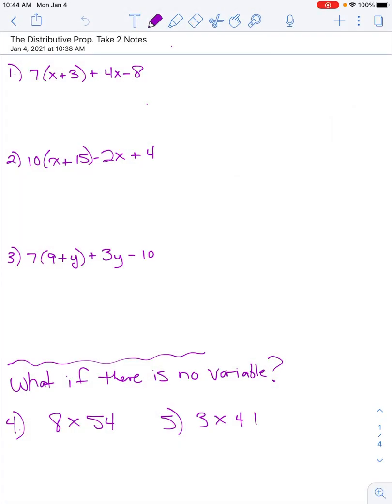Hello, periods 1, 2, and 3. Today we're going to continue working with the distributive property.